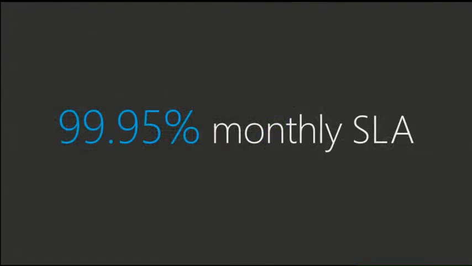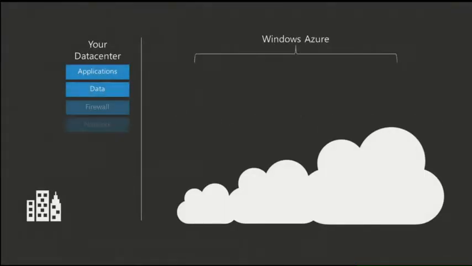We guarantee a 99.95% monthly SLA. Some of the things I'm going to show you today are in preview. We don't guarantee that SLA when it's in preview, but once we deploy everything to our production environments, we'll give you that 99.95% uptime guarantee. And of course, since it's a cloud platform, you pay only for what you use. So you can deploy very large workloads to Windows Azure and pay basically by the hour for what you use. There are a few different models of hosting on Windows Azure.